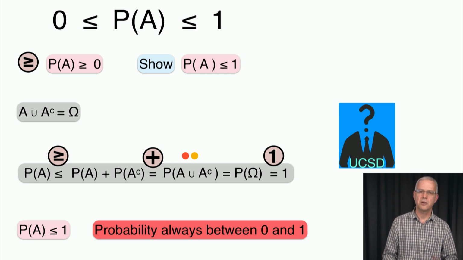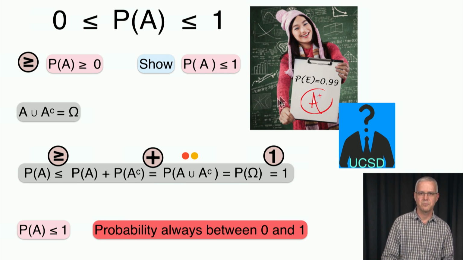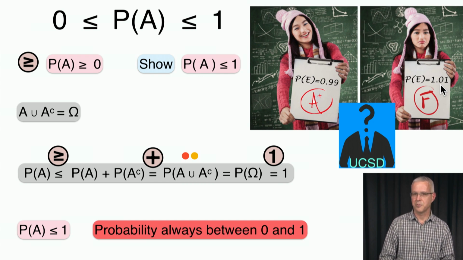If he asks you about the probability of an event and you don't quite get it right, maybe its probability is 0.01 and you said 0.99, you can still get an A+ from him. But if he asks you the probability of any event and you say the probability is bigger than 1, like 1.01, he says you get an automatic F. So if you come to UCSD, just keep that in mind.